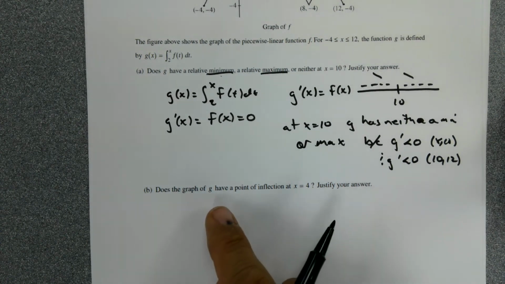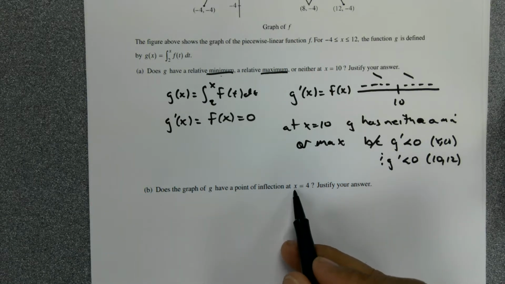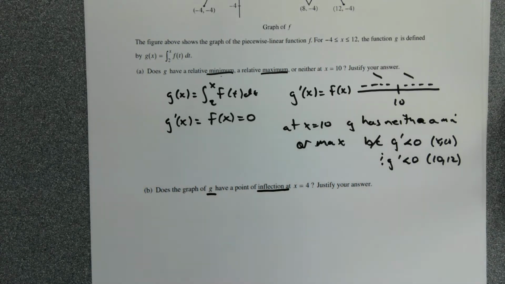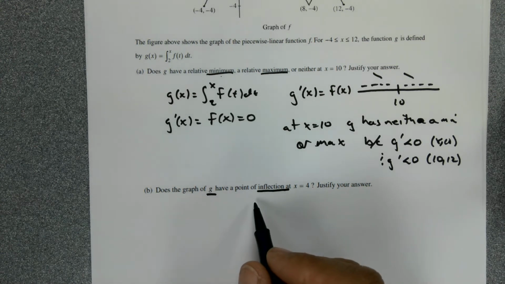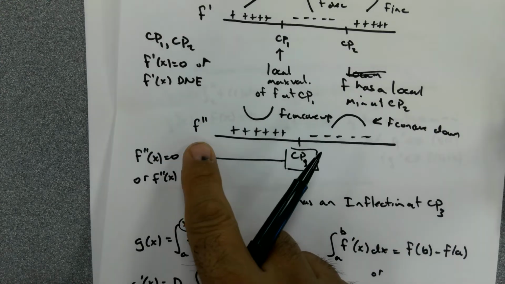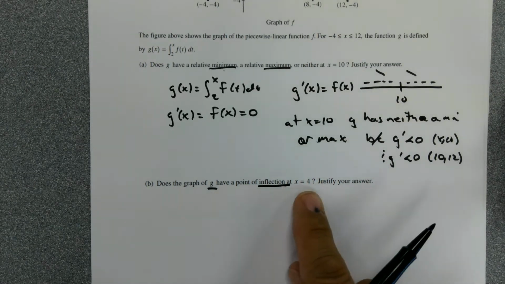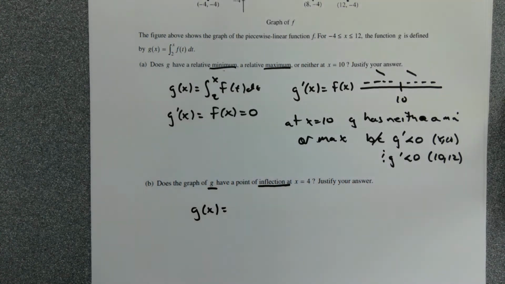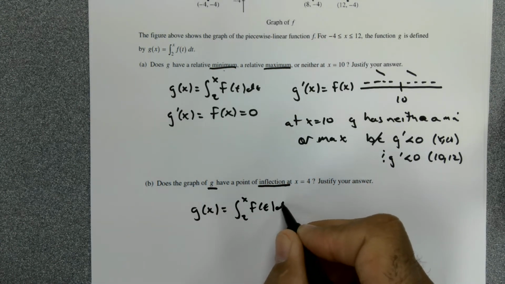Now let's take a look at part b. Does the graph of g have an inflection point at x equals 4? I see the words inflection point of g, and that deals with the second derivative. So I need to take the second derivative and see what happens at 4. I know that g of x, and I'm just repeating this, is equal to the integral from 2 to x of f of t dt.